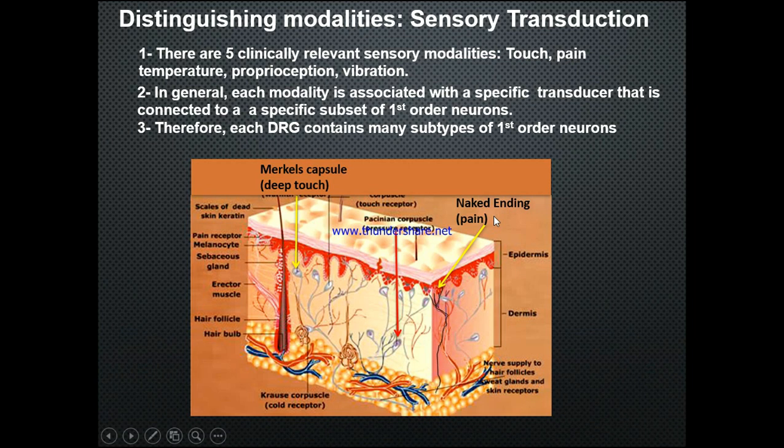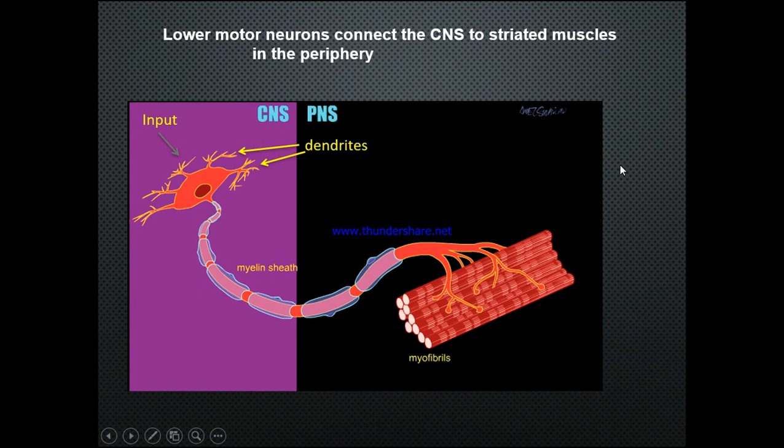So, distinguishing modalities, sensory transduction. There are 5 clinically relevant sensory modalities: touch, pain, temperature, proprioception and vibration. In general, each modality is associated with a specific transducer that is conducted to a specific subset of first order neurons. Therefore, each dorsal root ganglion contains many subtypes of first order neurons. So it's important just to be aware of how important these paths are, and the various differences that they have.